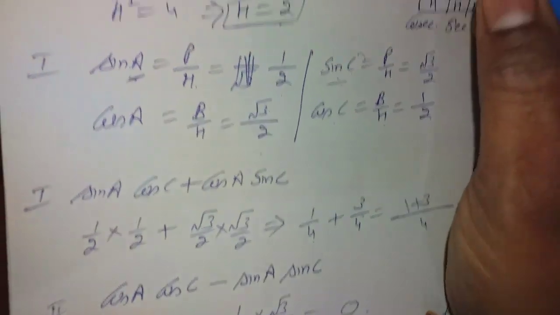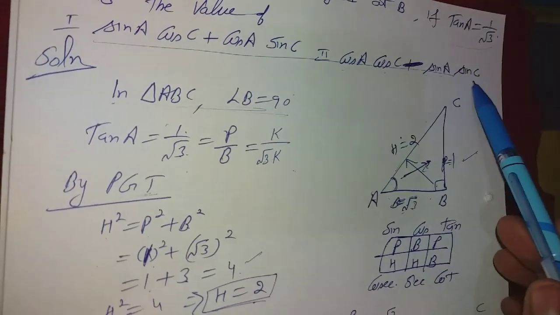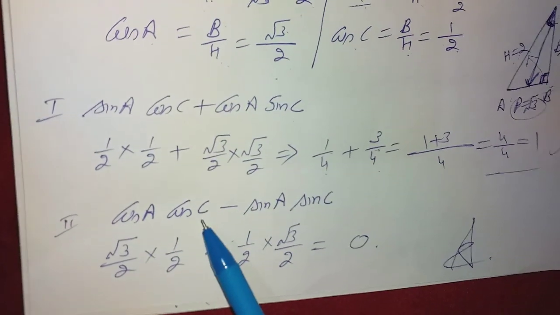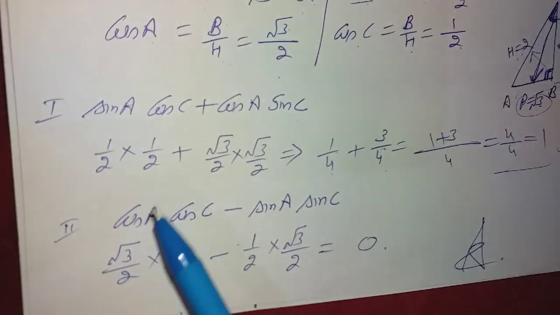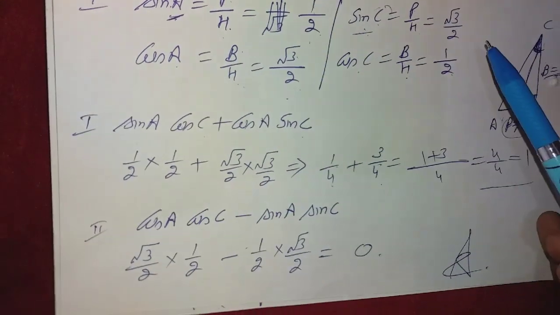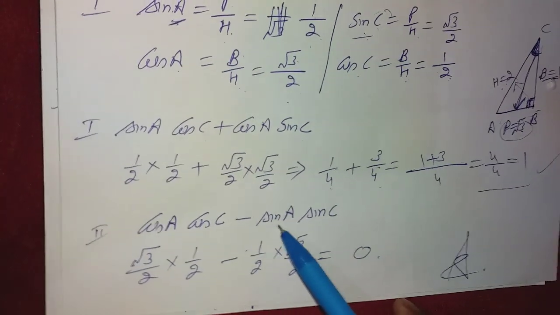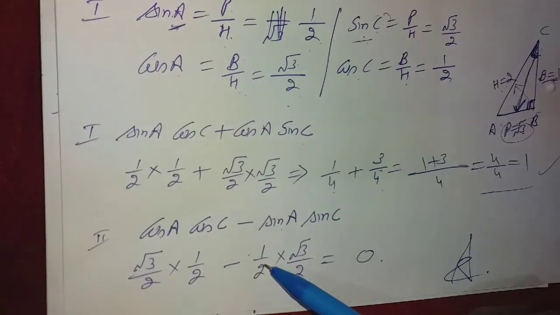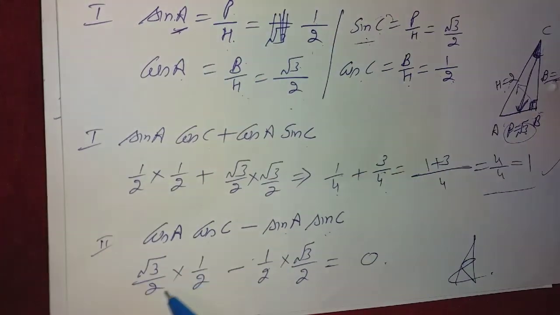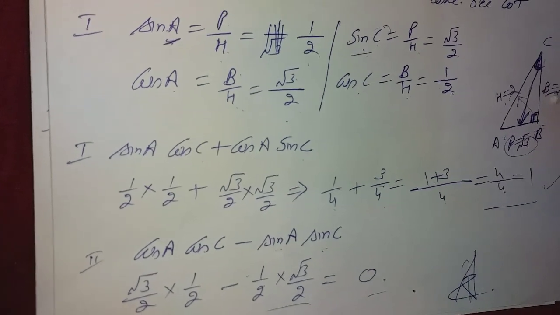Same in the second part, cos A cos C minus sin A sin C. Here, the value of cos A is root 3 by 2 and the value of cos C is 1 by 2, right? Minus sin A, value of sin A is 1 by 2, and sin C, value of sin C is root 3 by 2. So both are the same, so after cancelling you will get the answer 0. We have completed this question.